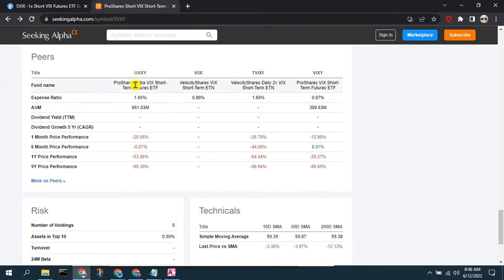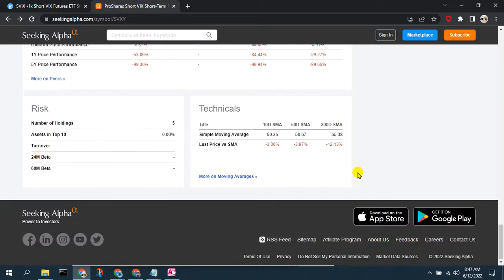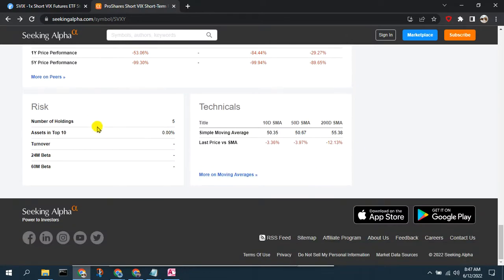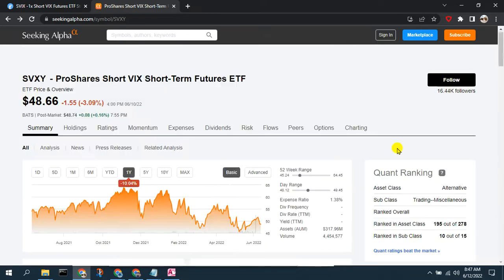So we can also see its performance compared to some of the other ETFs. Again, the UVXY is the long version of this. And again, assets, technicals. So I hope this all helps.